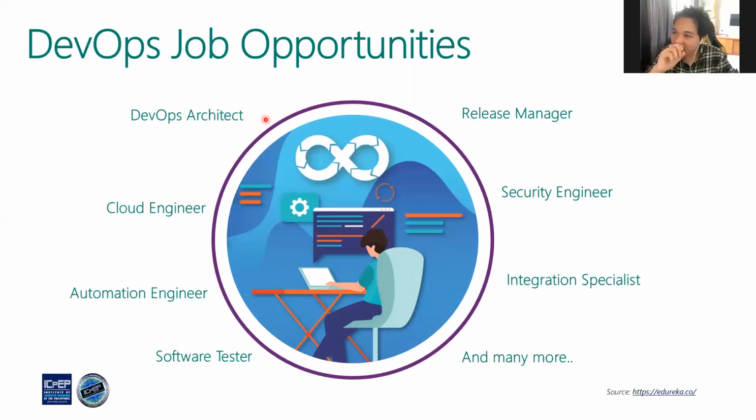So if you get a client who is still doing things the traditional way, and they hire you, saying, hey, I need an architect to help me transform my traditional IT, then being equipped with DevOps tools and DevOps knowledge, you can be called a DevOps architect. Of course, it takes a lot of years of experience and skills to become an architect, but you can still be called a DevOps architect.